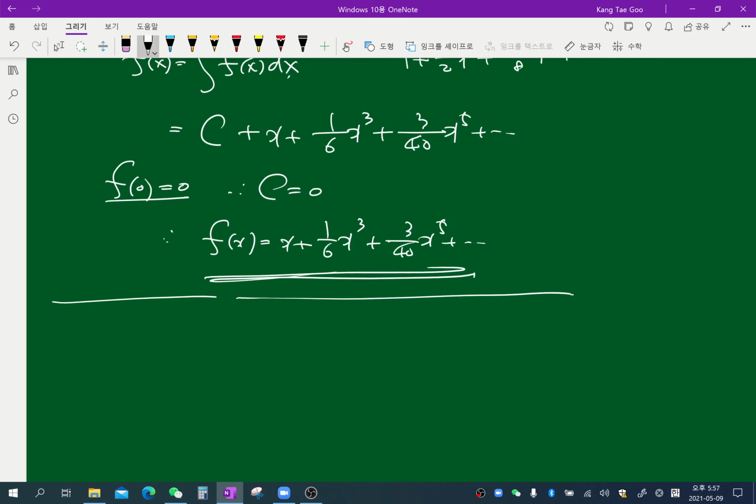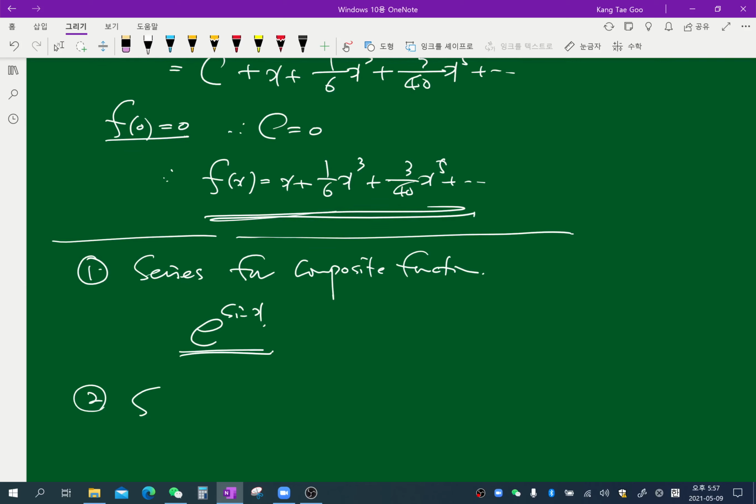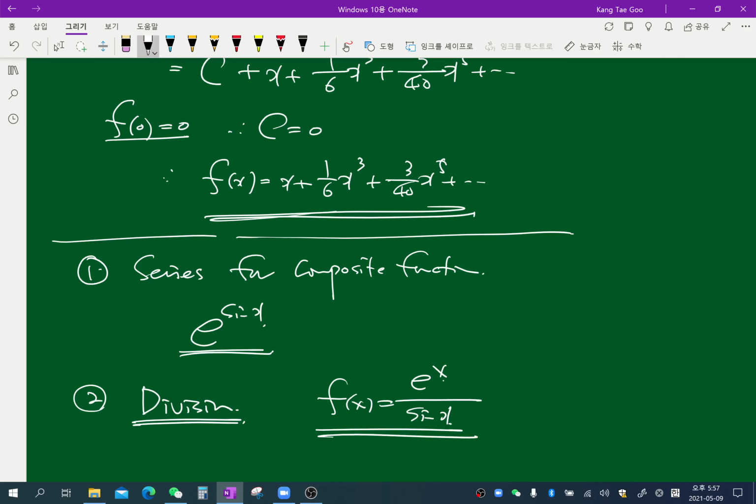And then two more examples can be: one is a composite function, like e to the power of sine x or something like that, right? And another one is division, for example f(x) is e to the power of x over sine x. What is the series of this one? Those kinds of questions can be there. You can check with the textbook, I think.